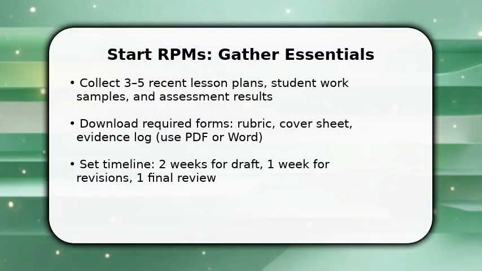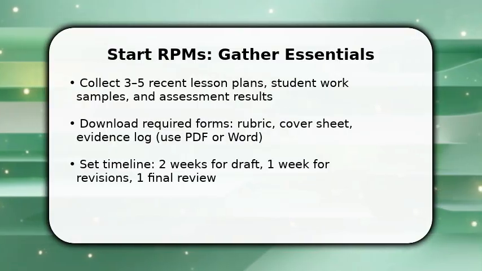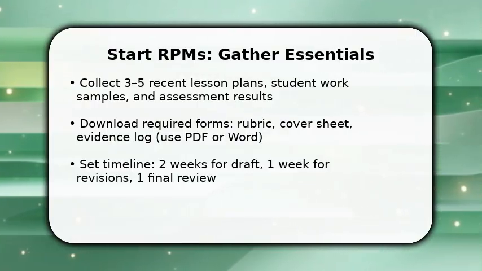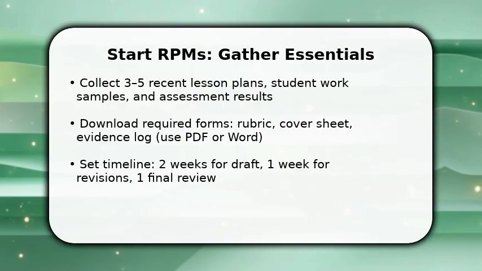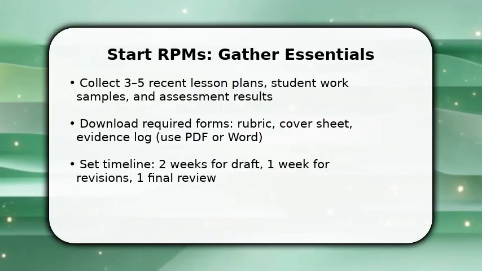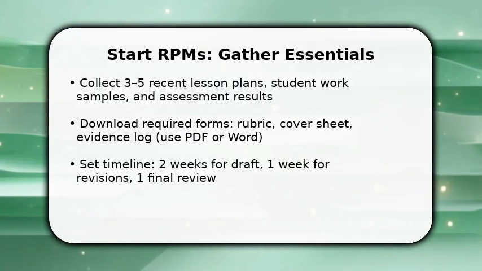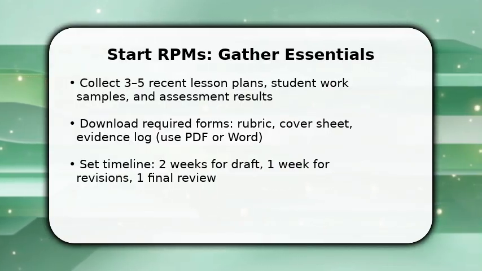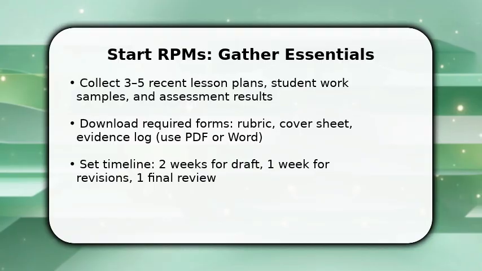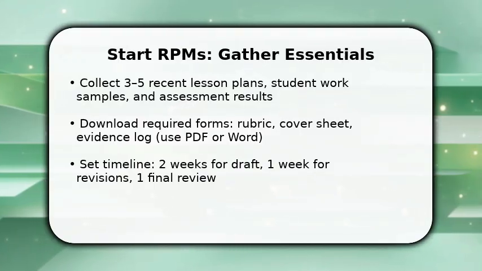You begin by assembling what proves your impact: 3 5-lesson plans, matching student work and assessment data. Once done, open the required rubric and cover sheet so you align examples to criteria. This saves rework. Make sure to timestamp files and create an evidence log that links each sample to a rubric indicator. Start with a 2-week draft window. That urgency focuses choices and prevents last-minute scrambling. This first step creates a clear map for the rest of the portfolio.